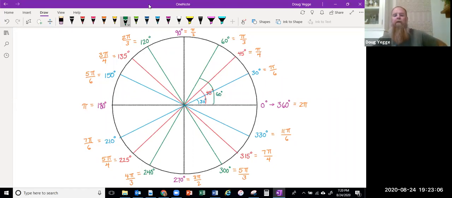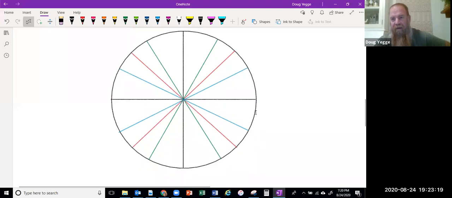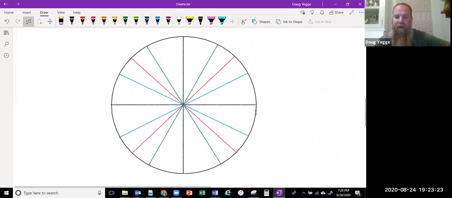Okay. So notice that these actually do represent angles of rotation. It's just that we're writing the angles on the outside. And what we have here is another circle that's blank. It has all the same angles, but I deleted the angles so that we could write something else on this.